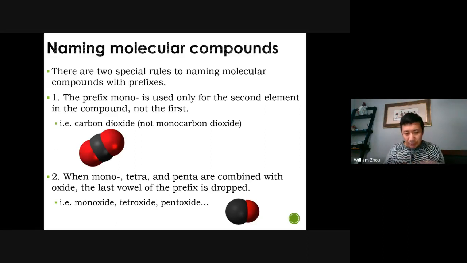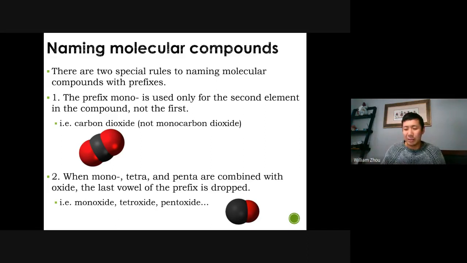Here's another rule. Sometimes when you get 2 vowels together, a vowel is A, E, I, O, U. Like mono ends with O. Oxide starts with O. Monoxide sounds awkward. So we just drop 1, monoxide. Okay, tetraoxide sounds awkward. So tetroxide, you drop the A. Pentaoxide is awkward, so pentoxide. Yeah, don't blame me. I didn't come up with these rules.